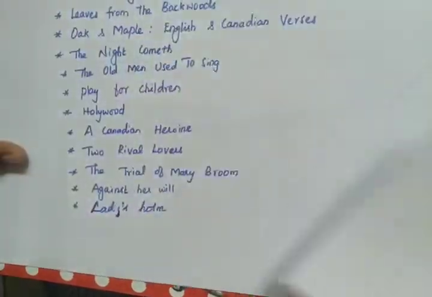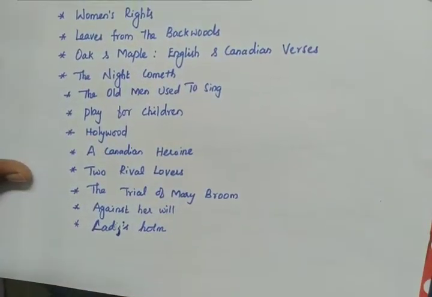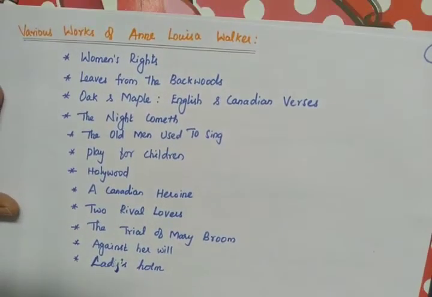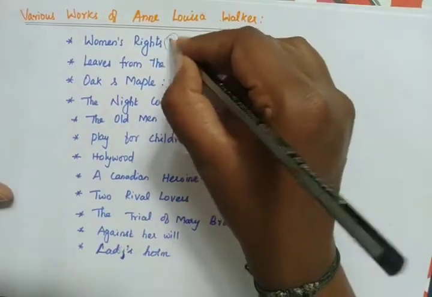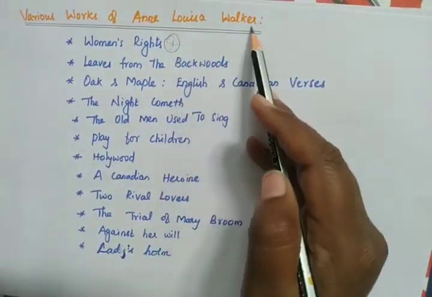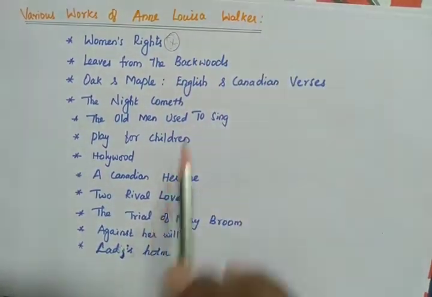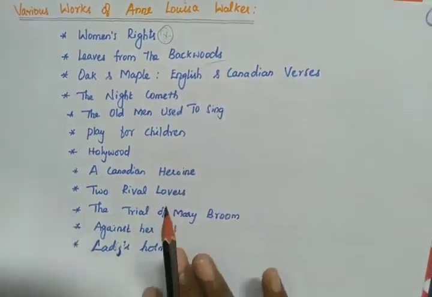These are the various works of Annie Louisa Walker. Women's Rights is important. Women's Rights was written by Annie Louisa Walker. Next, Leaves from the Backwoods. Just now we have seen it is a collection of poems.